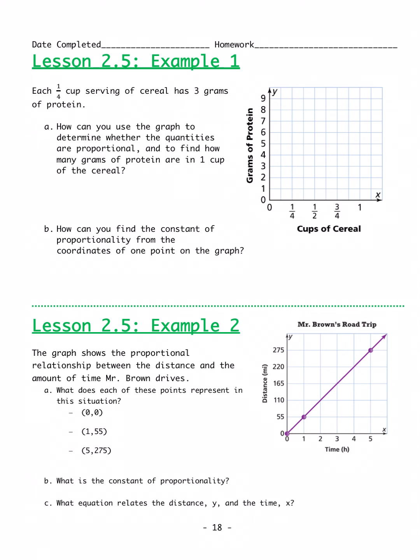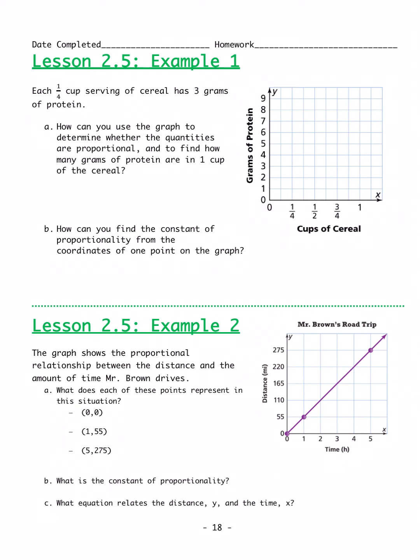So it says, each 1/4 cup serving of cereal has 3 grams of protein. And question A asks, how can you use the graph to determine whether the quantities are proportional and to find how many grams of protein are in 1 cup of cereal? Then you're going to say, how can you find the constant of proportionality from the coordinates of 1 point on the graph? So let's start by saying, well, let's just graph that 1 point.